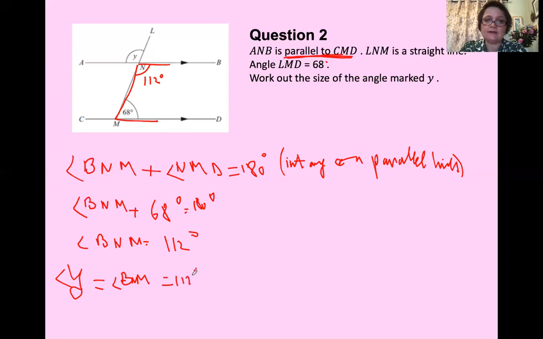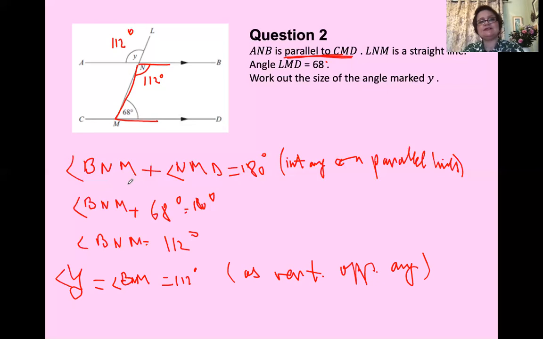Now, why are they equal? Write the rule in brackets as vertically opposite angles, and close the bracket. And that's it. We found out that angle Y is 112 degrees. Just like that. As you see, reasoning is so important when you find the angles in geometry.